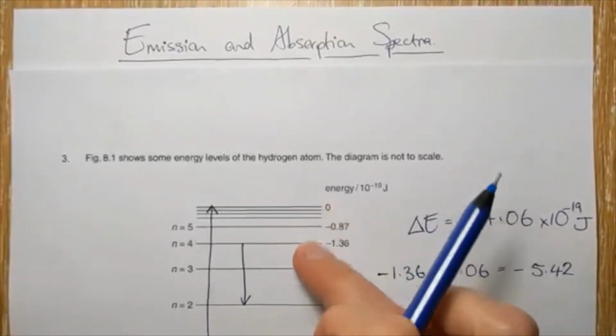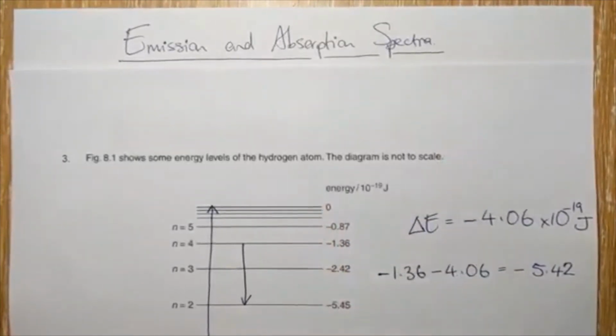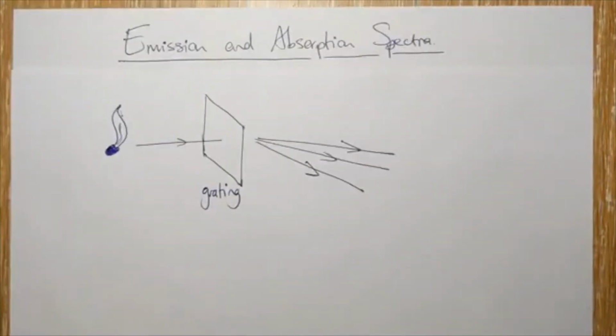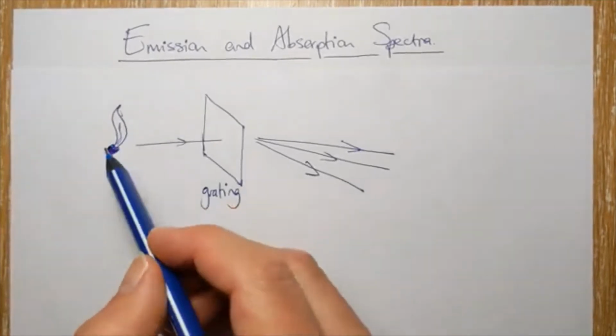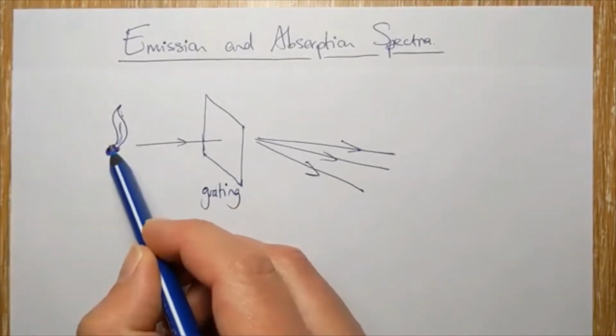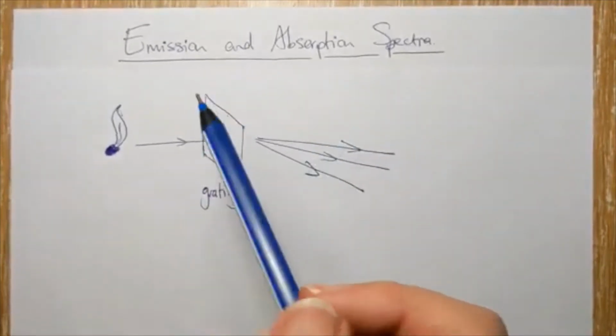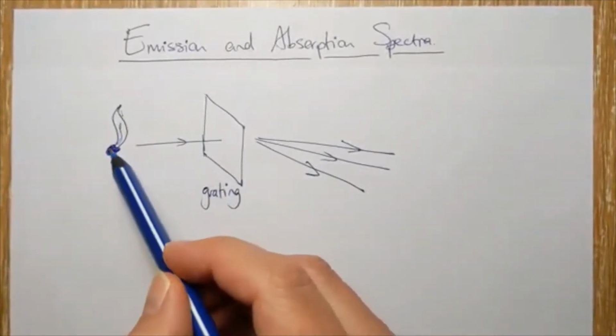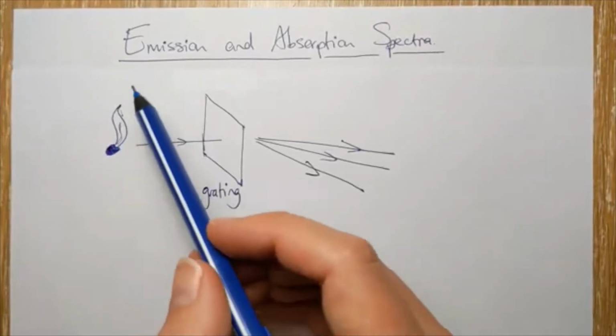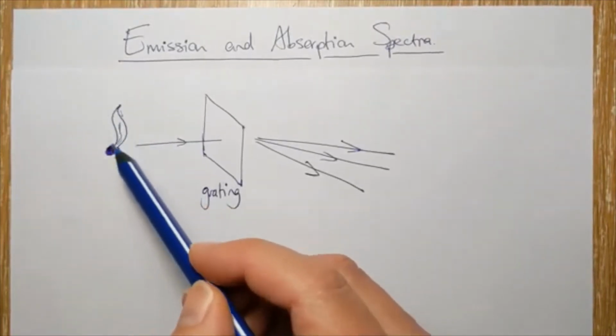Because each element has its own unique set of energy levels, it also has its own unique set of wavelengths of photons that it can give out. Now, this is going to be a little piece of potassium, and one way you can make it give out all of its characteristic photons is by heating it.